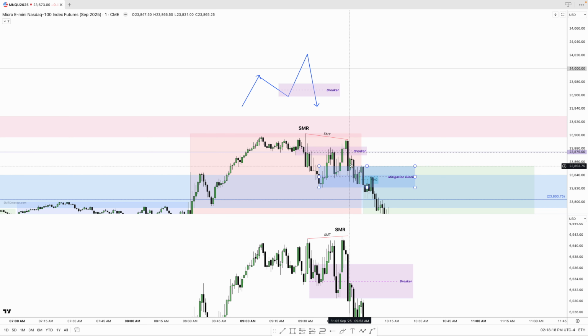And that could have been the initial short entry. So in NQ, we closed, we ran higher, tested the breaker, ran lower. That could have been the initial short. I waited until here, 10:02, until I got short.